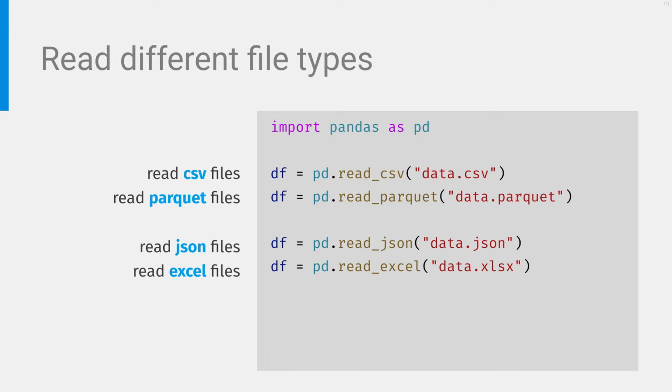Pandas can read many types of data files. Some common types are CSV, Parquet, JSON, and even Excel. Here you can see some simple examples of using Pandas to read different data formats. The data is then stored as a data frame object in the computer memory. A data frame is simply a two-dimensional tabular data object, which can be manipulated with different Pandas functions.